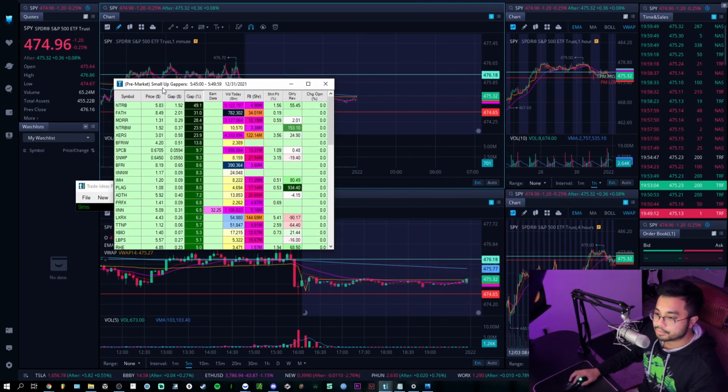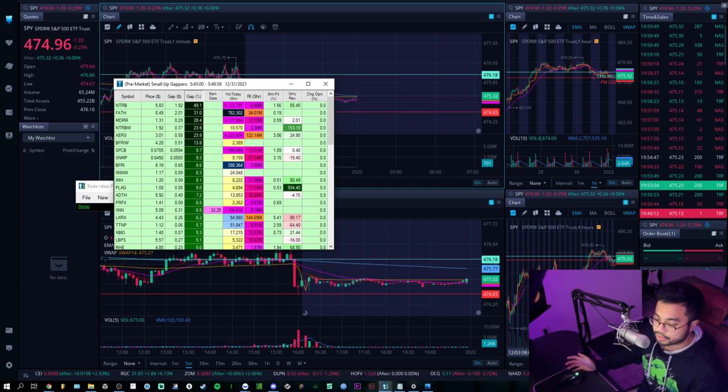This is the small up gappers window list. This window will show you which stocks have significantly gapped up during pre-market. Stocks listed here are often good for quick moves to the upside, which we mostly do here. We're mostly longs. We'll use the small up gappers list to form a watch list for the day.